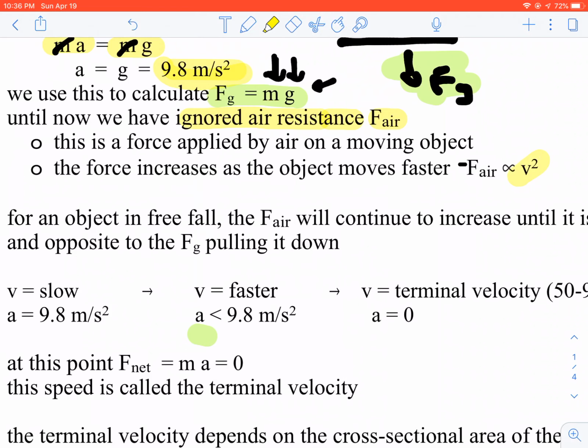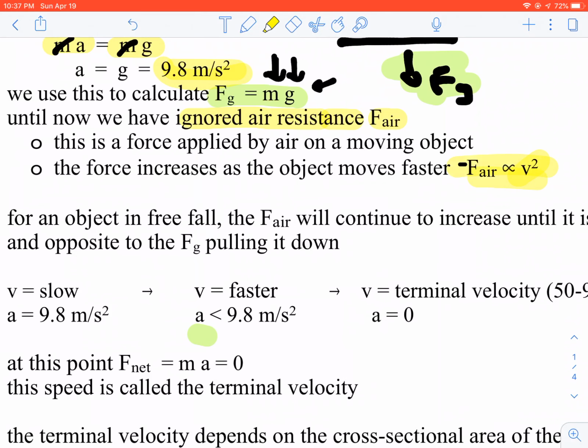Okay, and it turns out the faster your speed, the greater will be the amount of air resistance in the opposite direction. Now, in this course or in the 4U course, we're not really going to get into this at all. We're going to ignore air resistance for just about every question, if not every question in both courses.